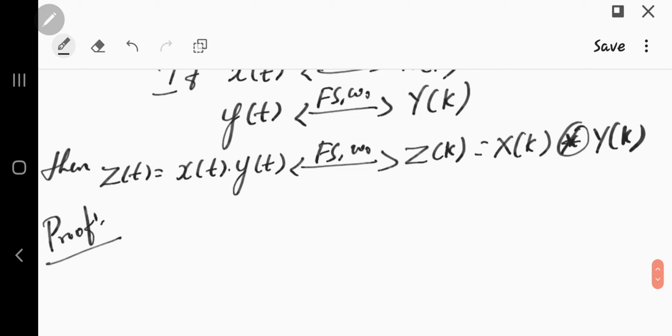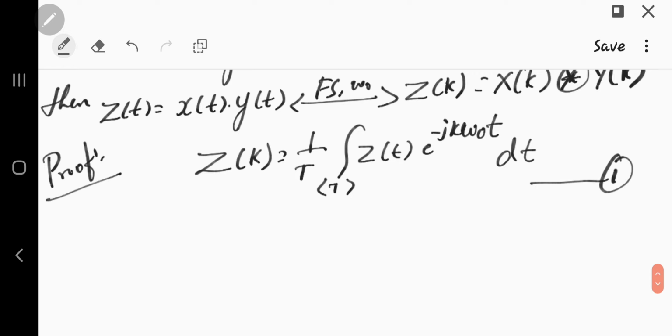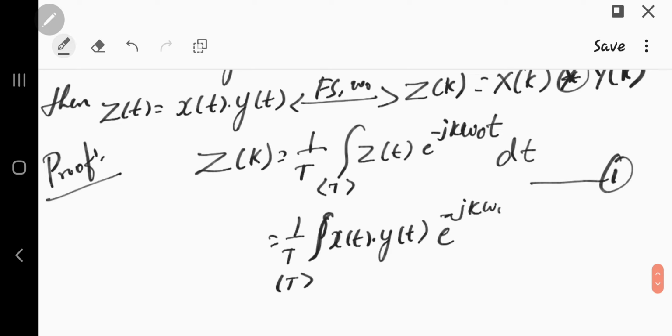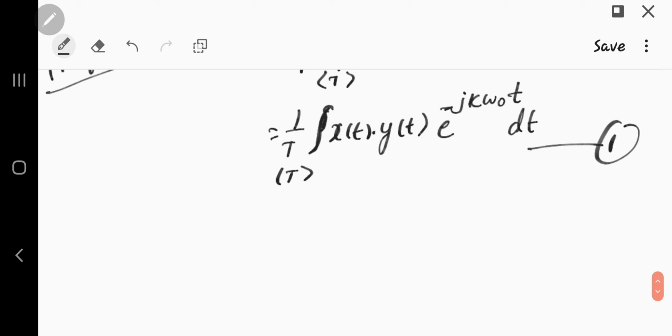So let's take the proof of it. I'll directly start with z of k, which is 1 by T integral of z of t e power minus j k omega naught t dt. Let's substitute the value of z, that is x of t into y of t, e power minus j k omega naught t dt. Let's call this equation 1. This will avoid some steps here.